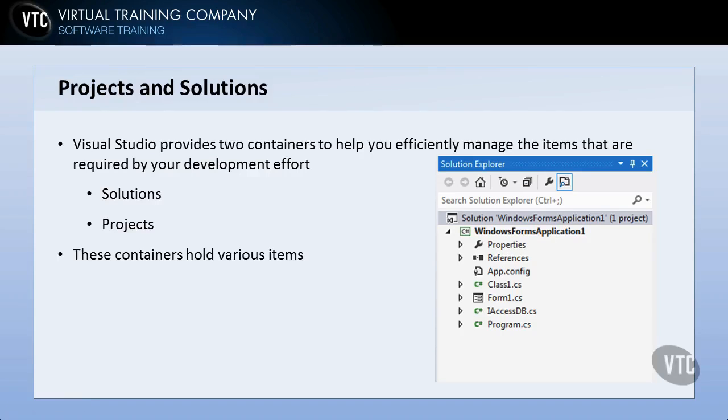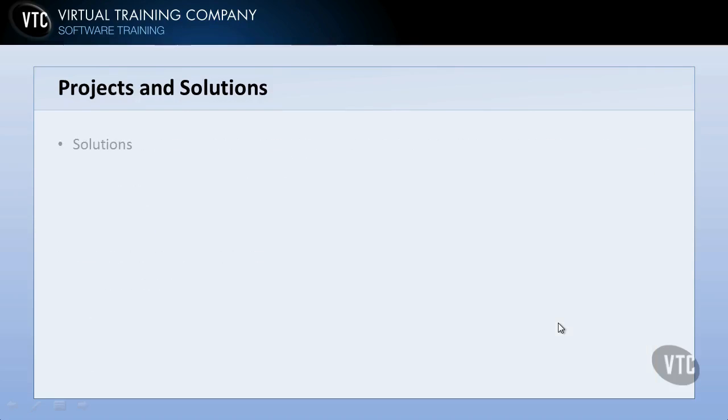Now each of these containers holds various items. They hold, like you see in our example here, references. You may see data connections out here. You'll see folders. You can create your own folders and organize your items however you would like. You'll see individual files. As you can see, this Windows Forms application project has a class file that we've created. A Class1 file has a Form1.cs, and it has some other files out there as well.